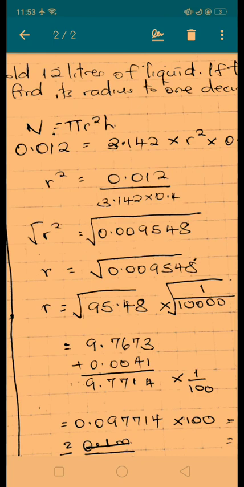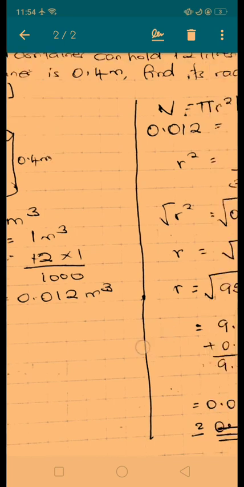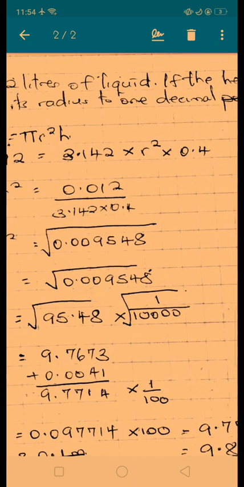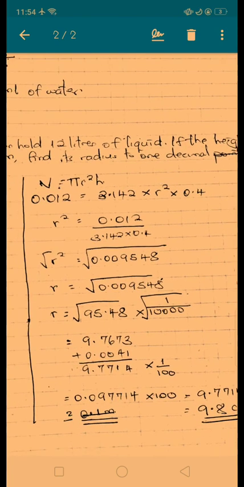Volume is equal to pi r squared times h. So you substitute where there is volume, you replace with what we've gotten here as 0.012 is equal to 3.142 times r squared times 0.4. We don't know r squared, and that is what we have been asked to get. So we make r squared the subject.